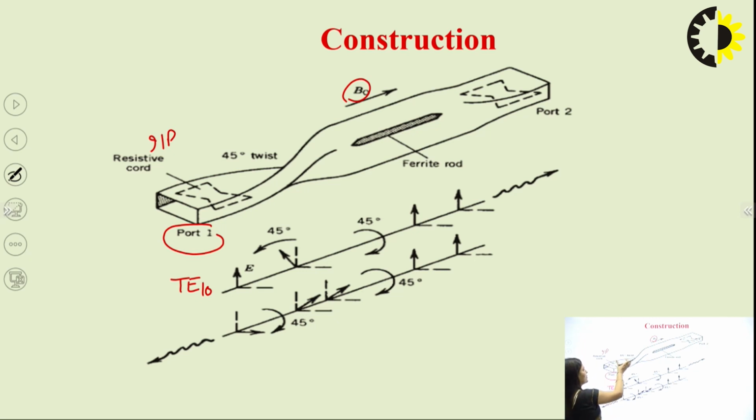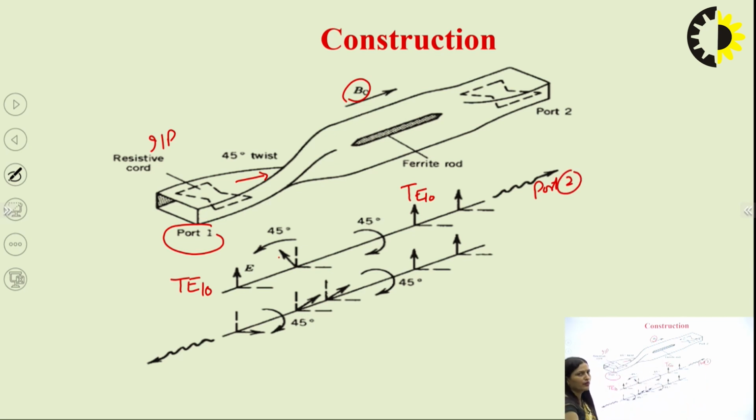Now because of this twist, this resistive card will allow the signal to propagate. This 45 degree rotation is given by this twist. It means now your wave is rotated by 45 degrees, right? And the ferrite rod is also given a 45 degree rotation, so it will give rotation in this direction. So this 45 degrees in this direction and this 45 degrees in this direction will be nullified, and your wave will be in its original form of TE10, and this will pass through port number 2.